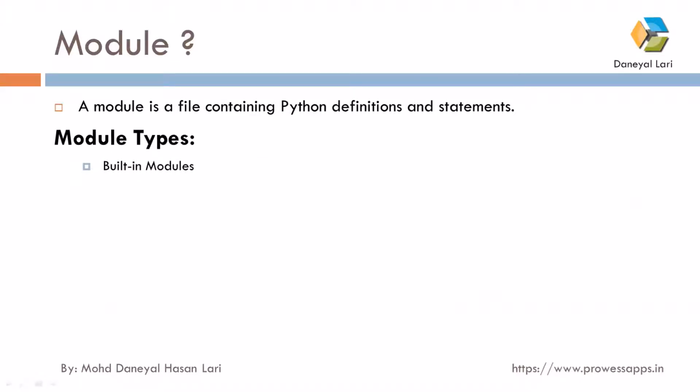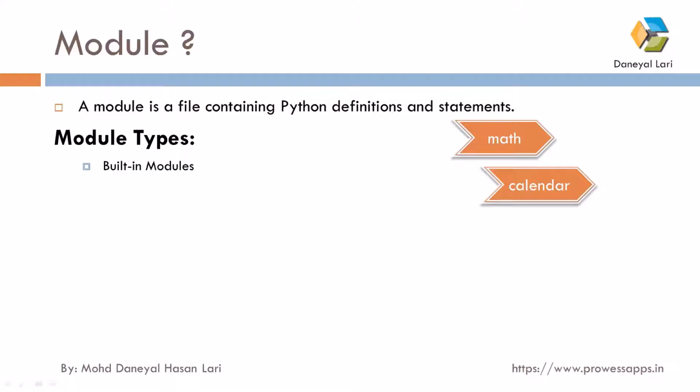Modules actually are of two types. One is called built-in modules. Built-in modules are already available, already developed by the Python developers, and you can use them in your application. A few modules we have already used in the previous tutorials. One of them is the math module, which we used to perform mathematical operations. Another module is called calendar, used to perform calendar related operations, like if you want to print a month, or if you want to check whether a given year is a leap year or not, you can use the calendar module.